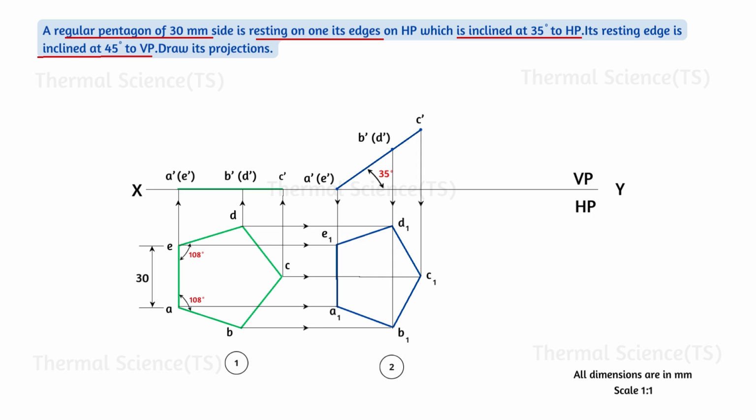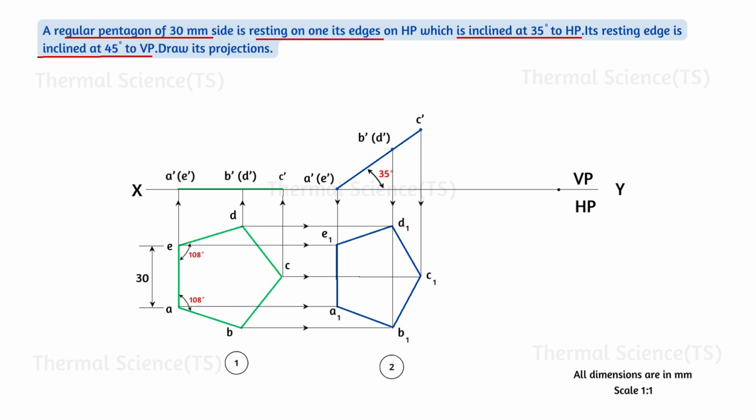The final condition is given as the resting edge is inclined at 45 degrees to the VP. Inclination with VP should be drawn below the XY line. We are going to incline the resting edge E1 A1 at an angle of 45 degrees. Mostly, while rotating the plane for the given condition, we should rotate it in the clockwise direction to avoid confusion in projections.